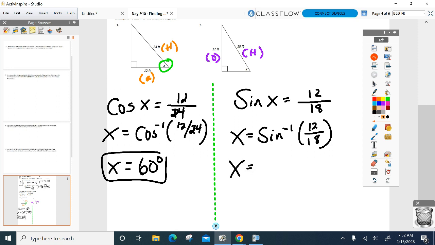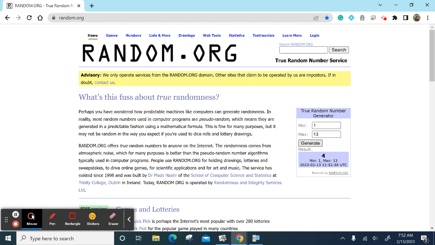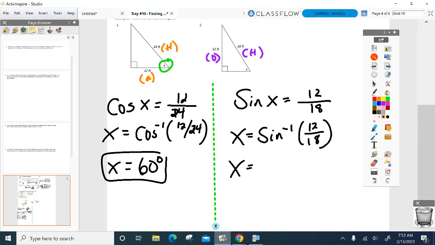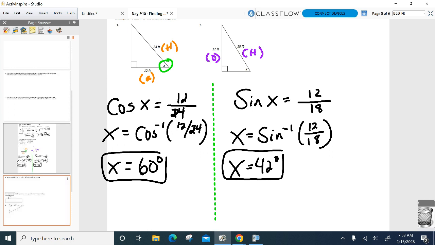And we're going nearest degree if I need to. 42 degrees. There we go. So that's what I want to show you today: when you find an angle using sine, cosine, tangent, you got to do the inverse. All right, let's roll.